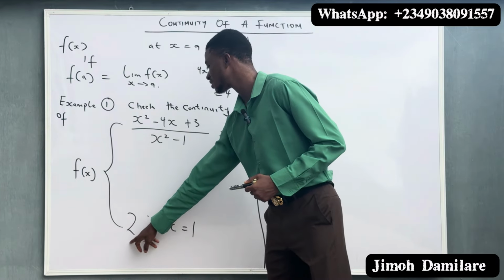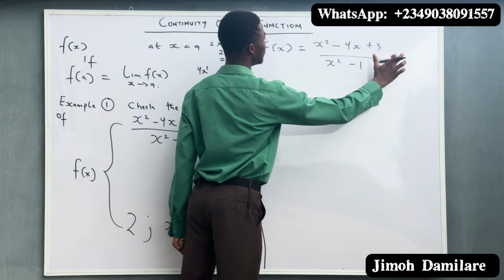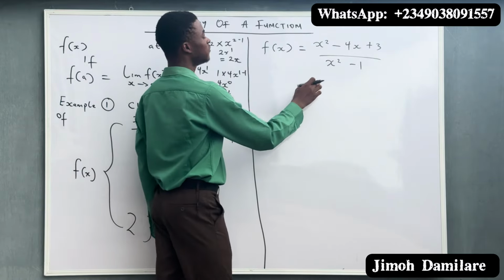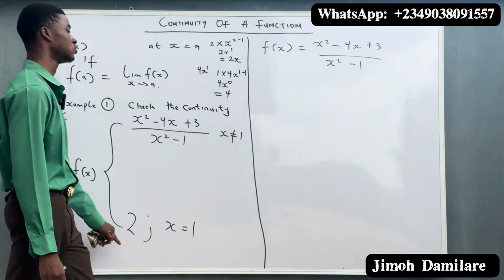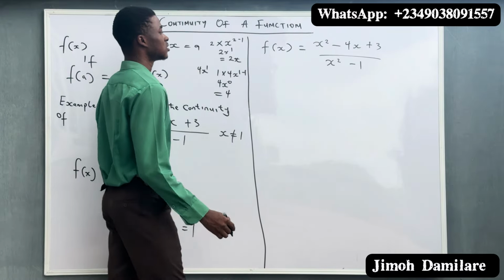So let's solve this question by taking the limits. So we know that our f of x is equal to x squared minus 4x plus 3 all over x squared minus 1. So when you take the limits, we'll be using L'Hopital's rule by differentiating everything in this expression. And when you differentiate everything, we are going to substitute x to be 1. And your final answer, if it is equal to 2, you can say the function is continuous. But if it is not equal to 2, you can say the function is discontinuous.